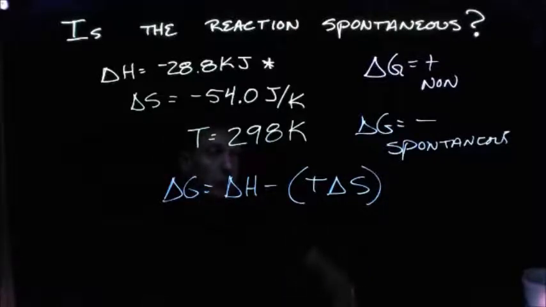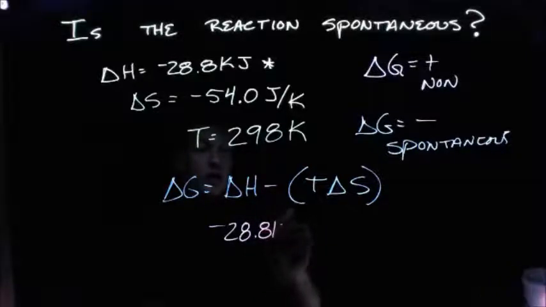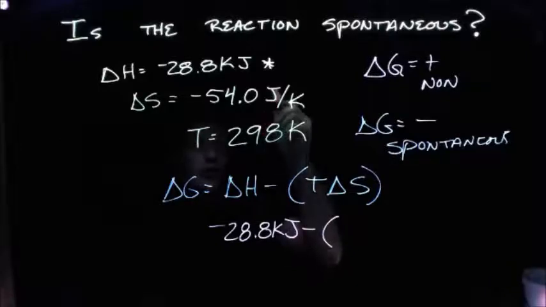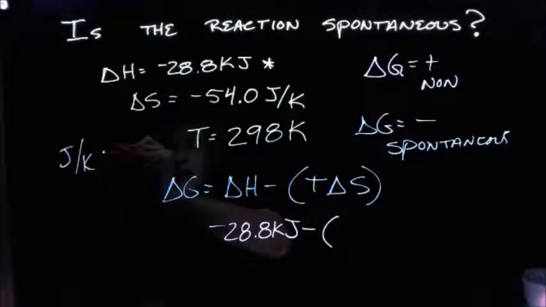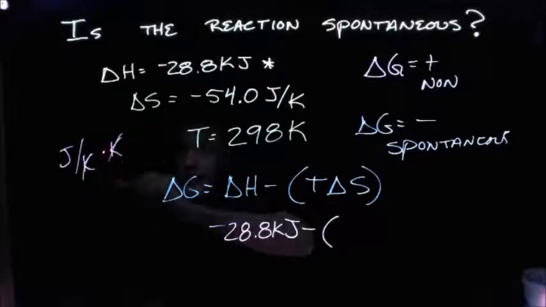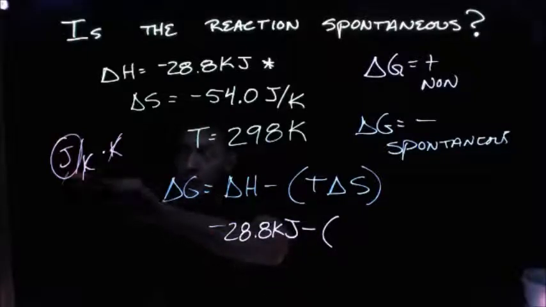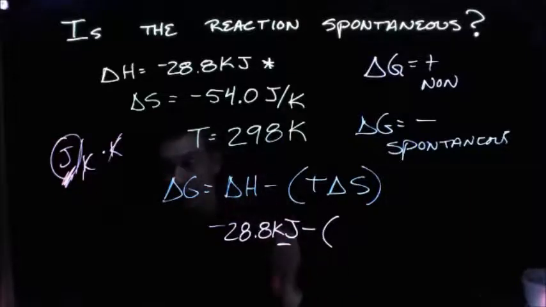So in this problem, we're going to have negative 28.8 kilojoules minus, now when we multiply T by delta S, it's joules per Kelvin times Kelvin, the Kelvins cancel and we're left with just joules. But you have to compare apples to apples. If that's in joules and this is in kilojoules, that's where a lot of students make mistakes because they don't pay attention to the units.